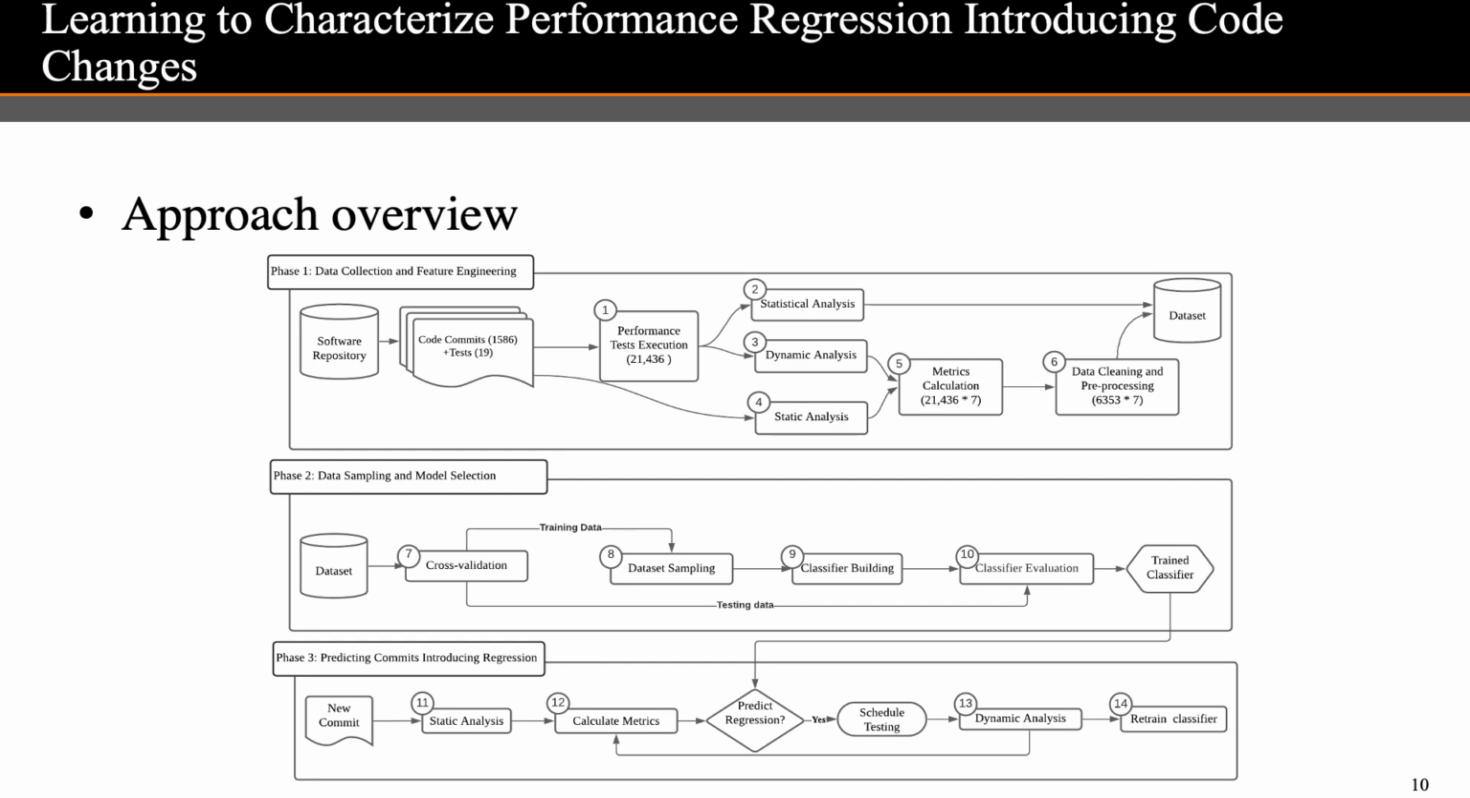The approach we adopted is divided into 3 phases. The first phase includes data collection and feature engineering. Second phase deals with the class imbalance problem and classifier model selection. Here, different models are trained and evaluated, and the one with the best performance for both classes is selected. The selected classifier model will be used in the third phase for the classification of any new commit.